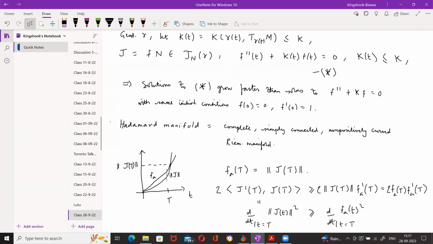Right. Okay. So in this picture, if you have a picture like this, then the slope of the lower curve is bigger than the slope of this curve, right? Over here. So that's what this inequality is saying, right? This slope is bigger than this slope. Does it make sense? Yeah. Okay.